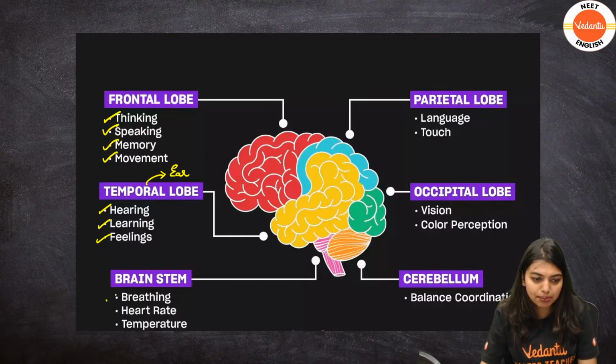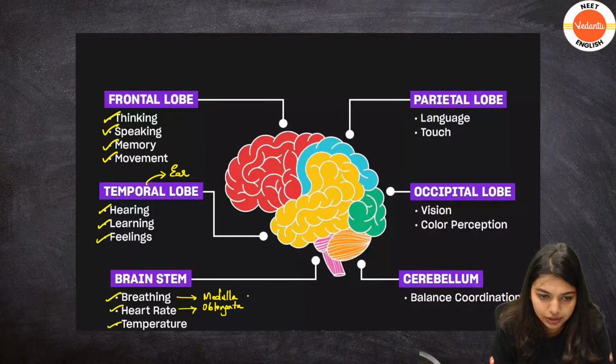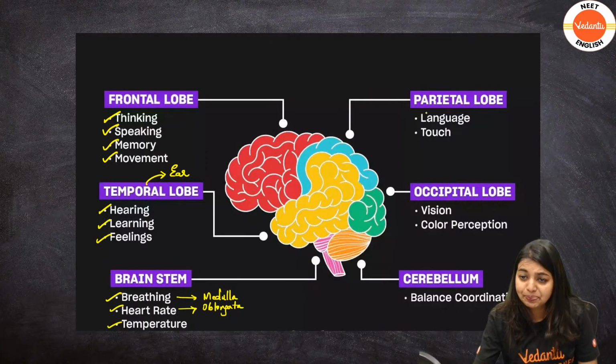Brain stem: breathing, heartbeat, temperature. The medulla oblongata controls these things. It controls your breathing and your heart rate. Involuntary actions will be controlled by your medulla oblongata. So here: breathing, heart rate, and temperature.